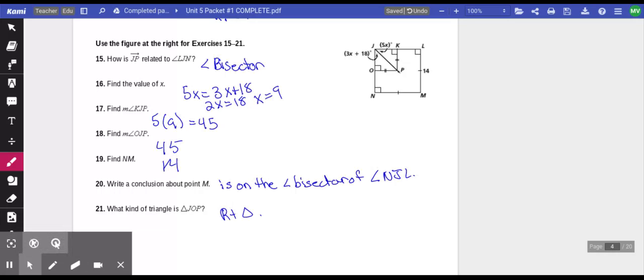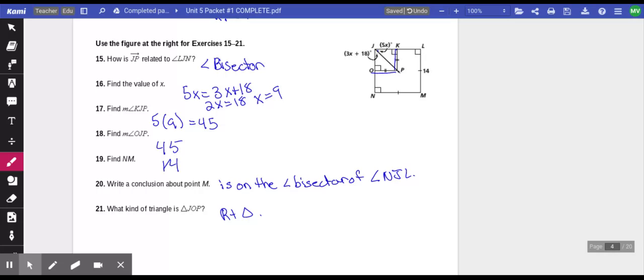Okay, so to answer these, the important thing that you need to realize is that since KP is the distance that's equal to OP, then JP is the angle bisector of LJN. So since that's the angle bisector, that means to find x, 3x plus 18 is equal to 5x. That gives me x equals 9, which means KJP equals 45 and OJP equals 45.